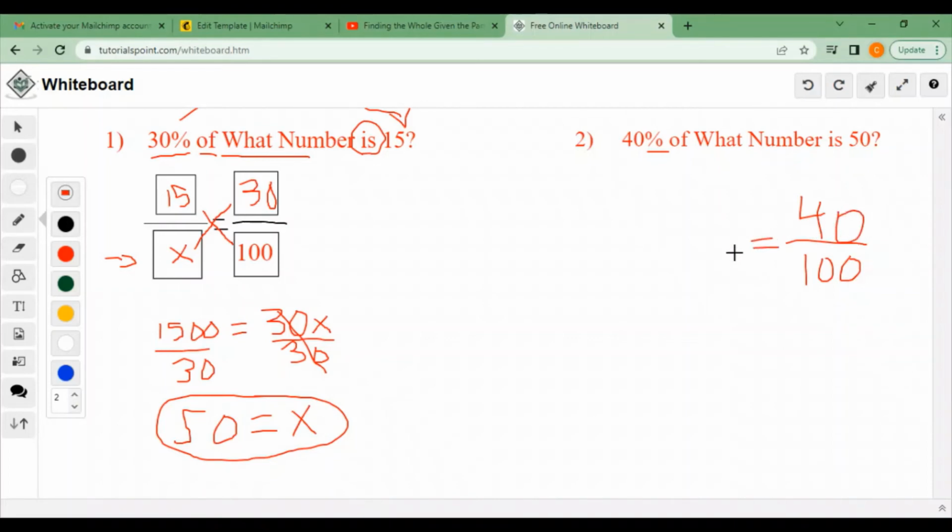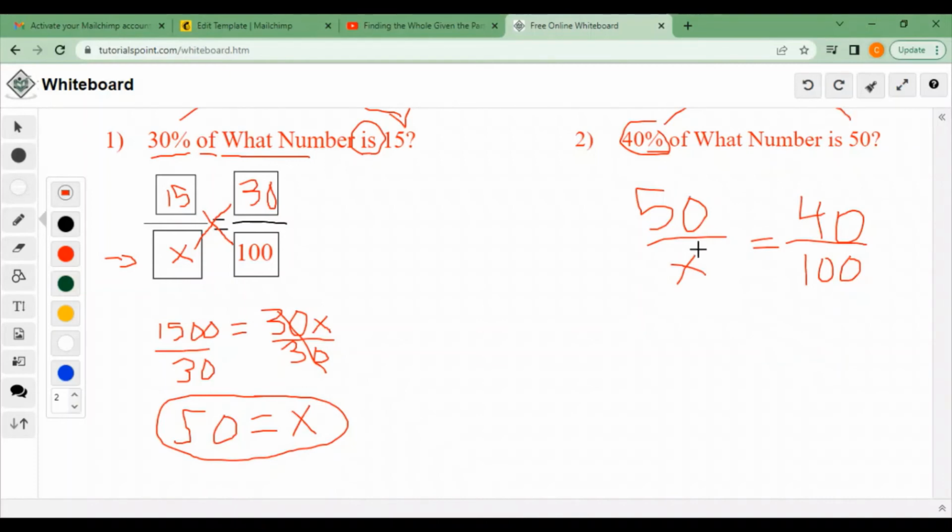And it says of what number? We don't know what that number is. So in algebra, we put a letter when we don't know the number yet. We like to use x most of the time, that's what you'll see the most. So I'm using x right there. Is 50? That tells me that 40% right there is equivalent with 50.